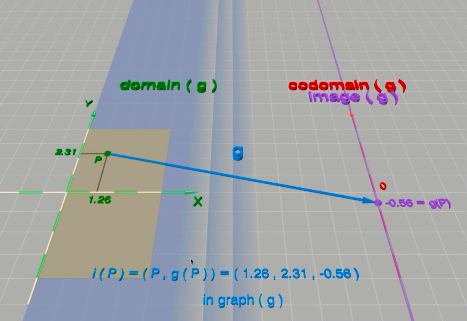pair. Let's say for the moment it is a pair of elements. It is p, the element we are starting from, as the first coefficient, and then g of p as the second coefficient. Now g of p is a real number, negative 0.56, but p is a vector itself, so it has two components. Therefore, the image of p through I is going to be this triple of real numbers: 1.26, 2.31, which stand for p, and then negative 0.56, which is the image of p through g. So this is an element in the graph of g, therefore the graph of g will live in R3. This is a triple of real numbers, so it will live in R3, and we can actually draw it, as we will see in a few moments.